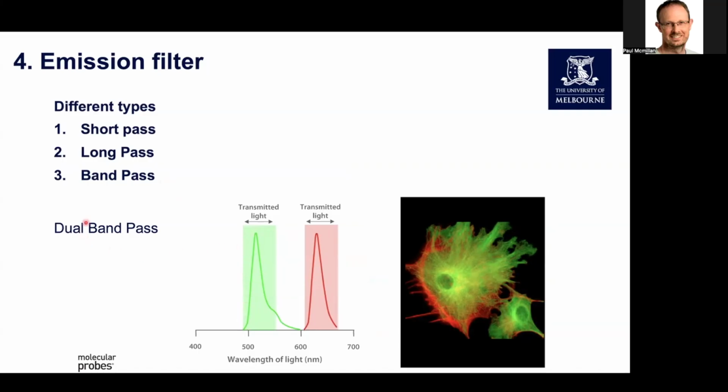In this case, we have a dual band pass filter, which allows both green and red light to go through. In this case, we'd be using LEDs to illuminate the sample and illuminate just the green stain at one point, turn that off, and turn on the LED to excite the red stain.